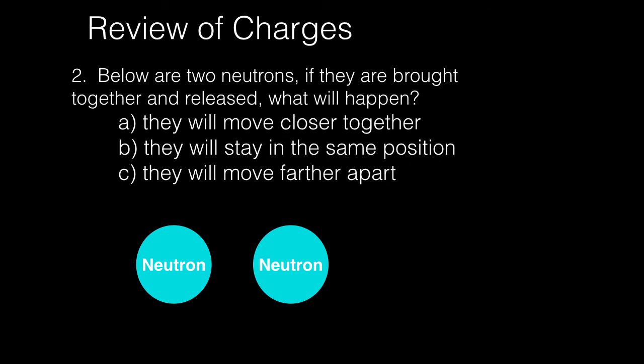Okay, let's look at number 2. It says, below are two neutrons. If they are brought together and released, what will happen? A neutron, if you remember their charge, is neutral. It doesn't have a charge, so its charge is 0. So if you brought two neutrons together and released them, they will stay in the same position. Because they have no charges whatsoever, they're not going to be moving because of their charge.